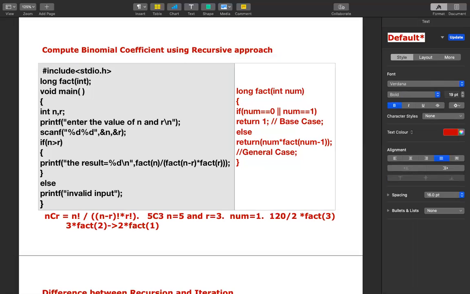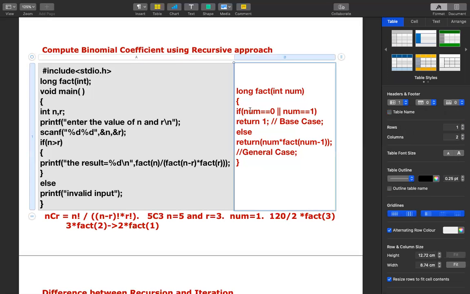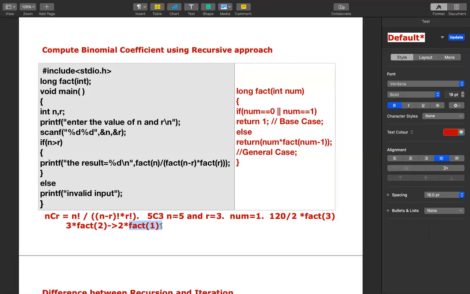You know from the previous experience, as soon as it reaches 0 or 1, it returns the answer, because it's a simple case. Is num equal to 0? No. Is num equal to 1? Yes. So if this is true, what does it return? 1. Where does it return? To the previously called function, which was fact of 1. So 2 into 1 is going to be returned, because in every general case you are returning to the previous function. So 2 into 1 is returned to the previous function, which is fact of 2.